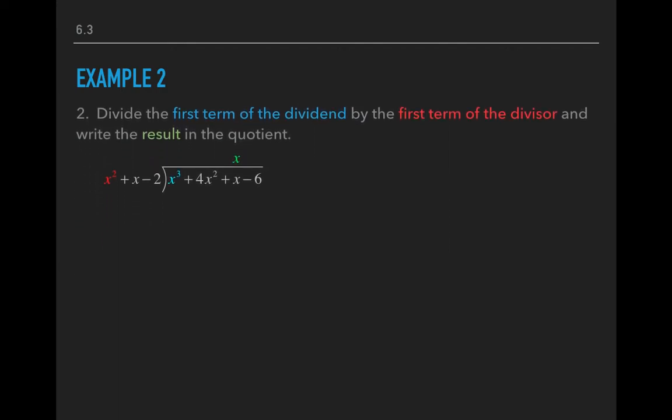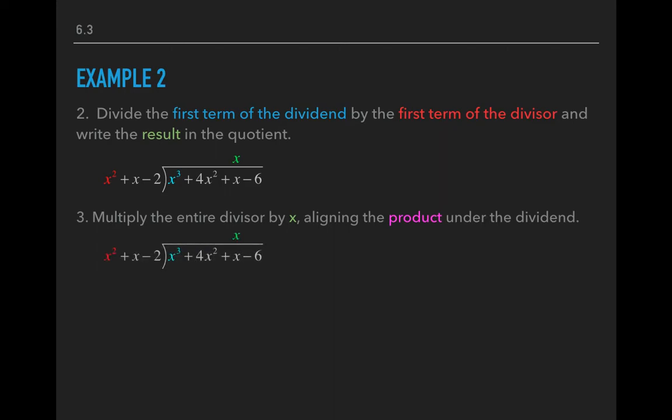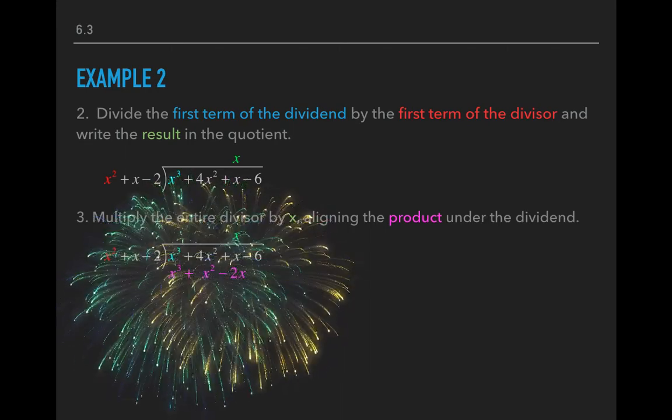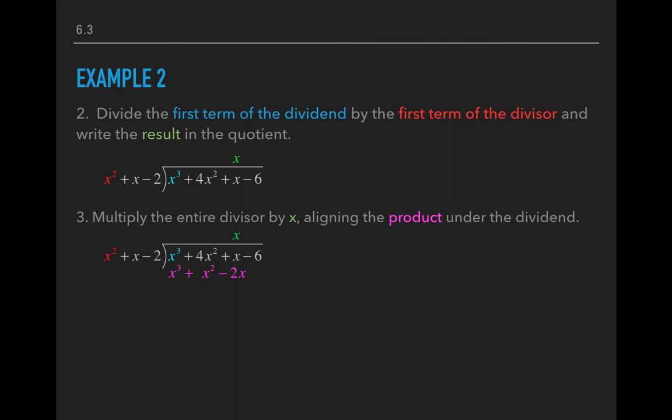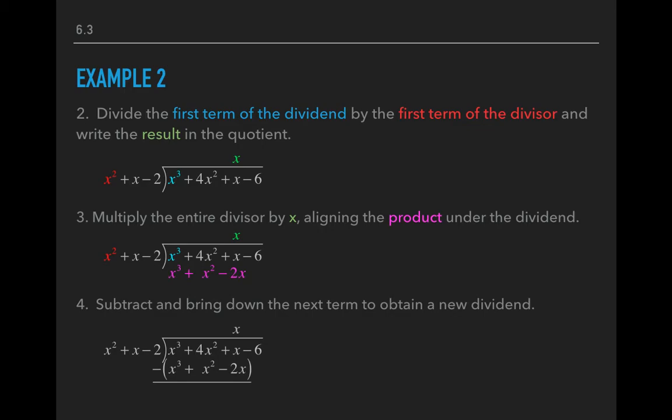And let's move on to step 3. Then we take that x and multiply it by our divisor, and that product goes below our dividend. X times x squared is x cubed, x times x is x squared, and x times negative 2x is negative 2. Our product is there in purple, and it is below our dividend. Step 4, we subtract that entire product, and then we'll bring down another term.